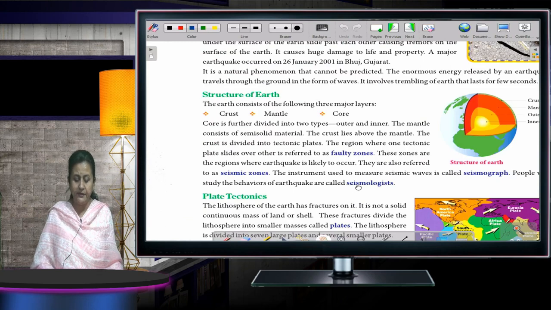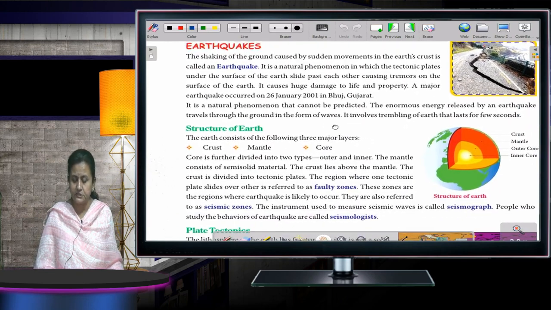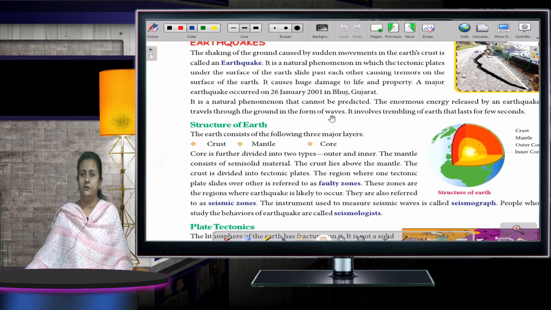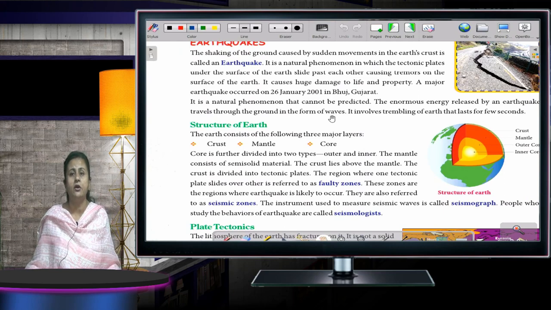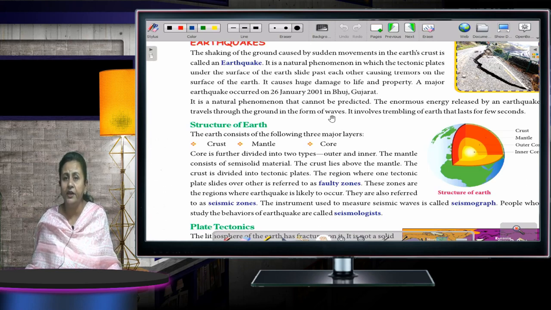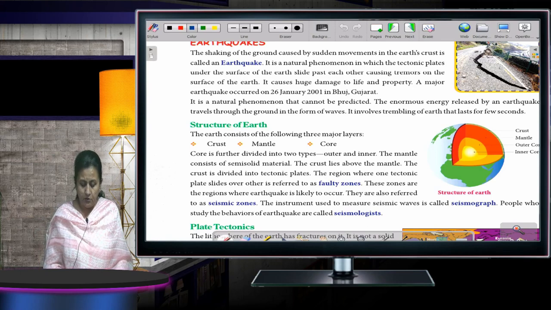The next topic is earthquakes. What is an earthquake? The sudden shake. Whenever there is a sudden shake in the earth crust, that is known as an earthquake. Children, it can be very dangerous if it is of high magnitude. Okay. So now what is an earthquake?